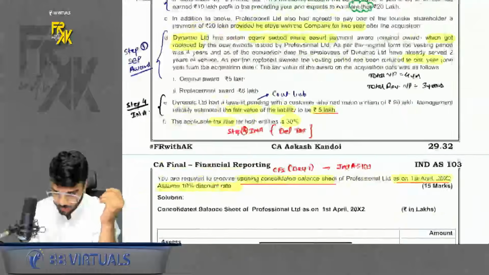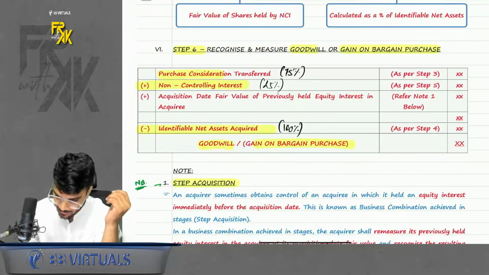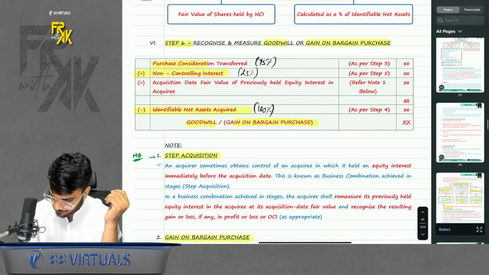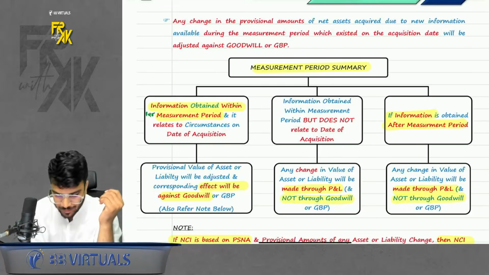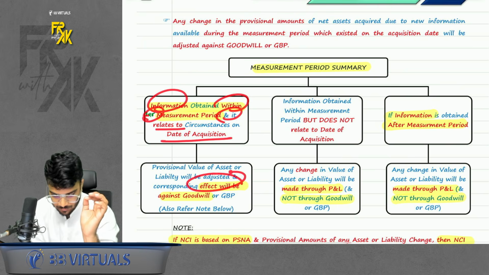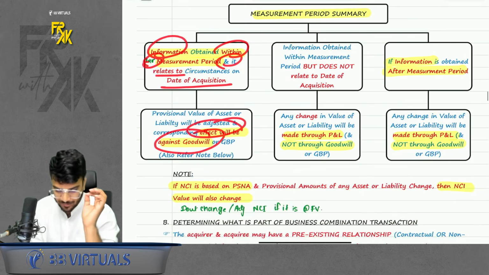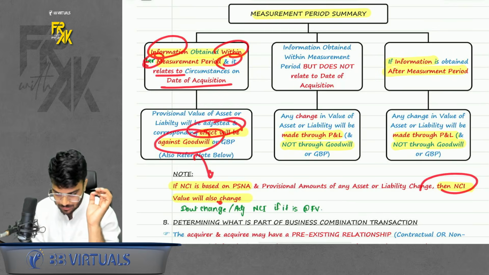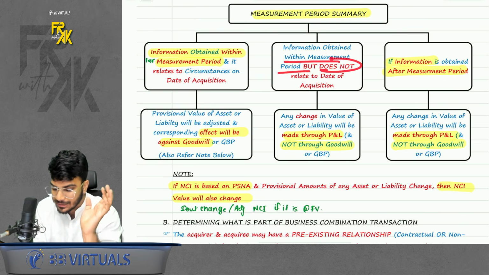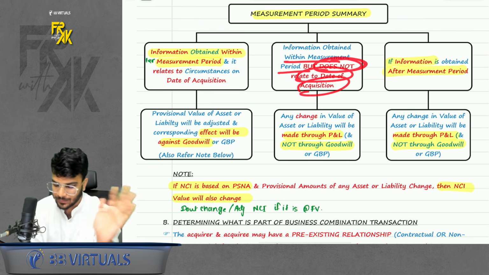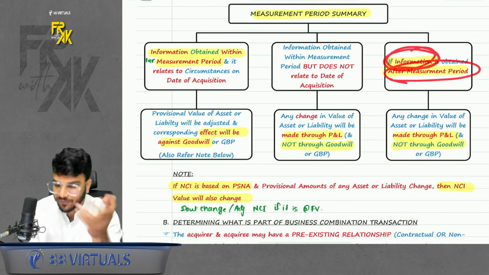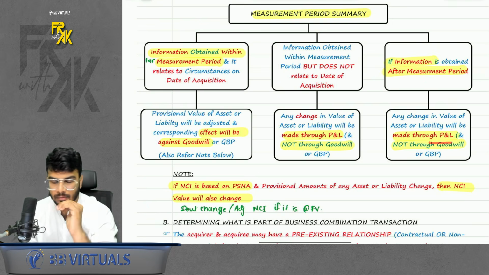Okay, if you want to refer to the measurement period summary, one sec, I will revise the measurement period summary with you as well. You can see here, if the information was obtained within 1 year and if it relates to the date of acquisition, then the effect will be against goodwill, and also if NCI is based on PSNA, your NCI will also change. Acha. What if the information is received within 1 year but does not relate to the date of acquisition? Then you will adjust through PNL. Don't change goodwill. What if the information is received after 1 year? Don't change goodwill. Transfer it to PNL.